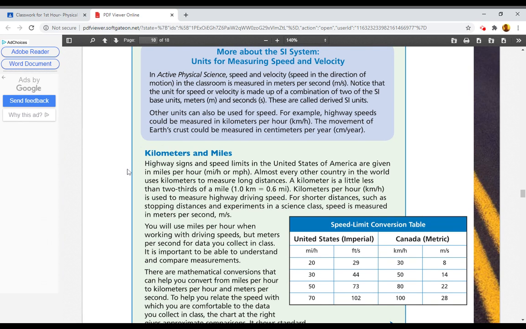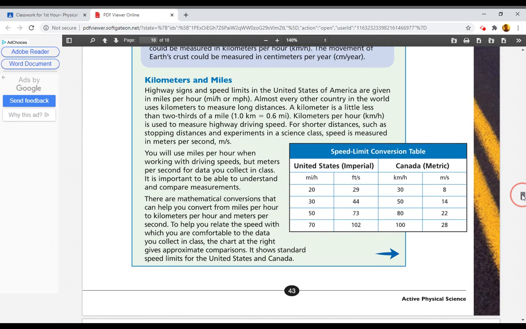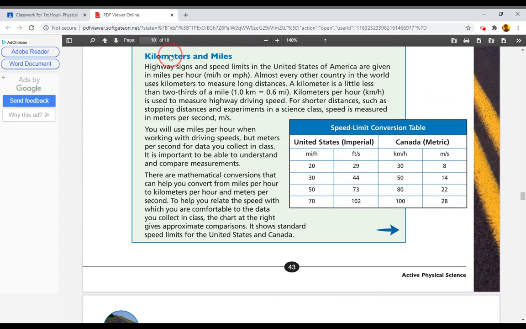Kilometers and miles. Highway signs and speed limits in the United States of America are given in miles per hour, or mph. Almost every other country in the world uses kilometers to measure long distances. A kilometer is a little less than 2/3 of a mile. 1 kilometer equals 0.6 miles. Kilometers per hour is used to measure highway driving speed.